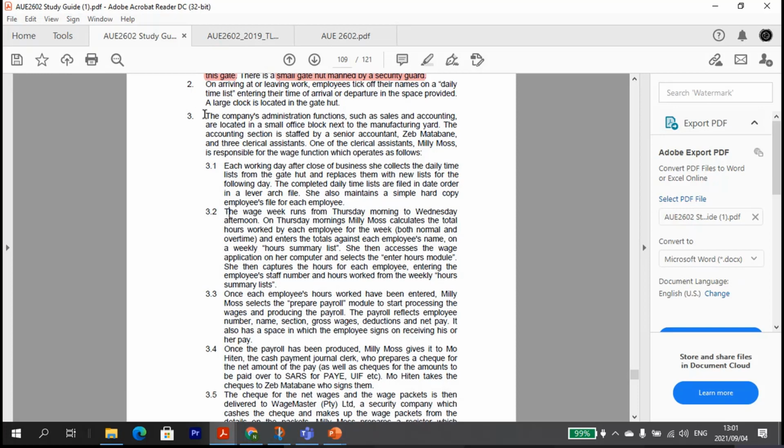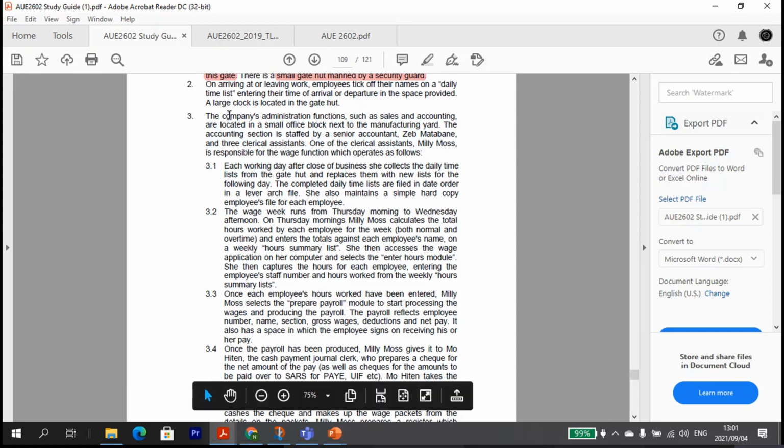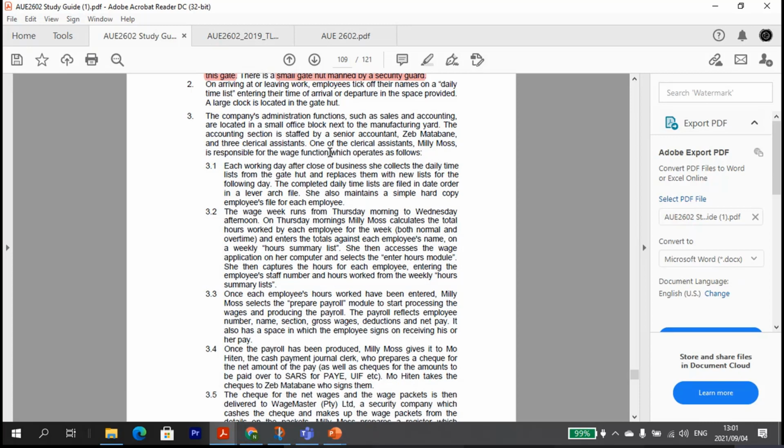So let me read 3 and then we go to 3.2 and 3.3. The company's admin functions, such as sales and accounting, are located in a small block next to the manufacturing yard. The accounting section is staffed by a senior accountant, Zep Matabani, and 3 clerical assistants. One of the clerical assistants, Millie Morse, is responsible for the wage function, and it operates as follows.